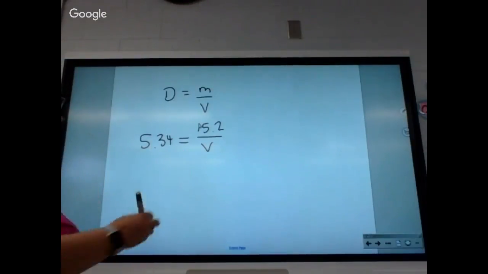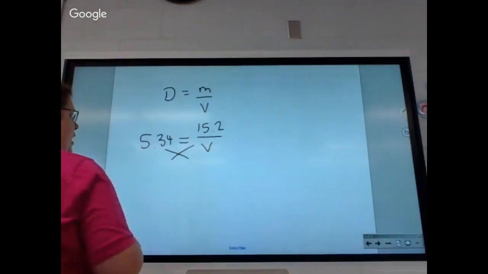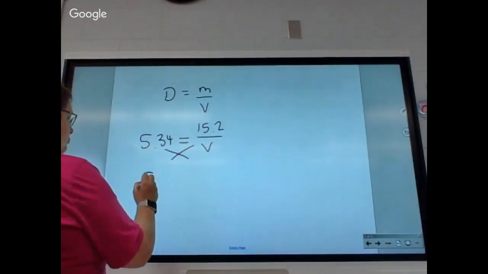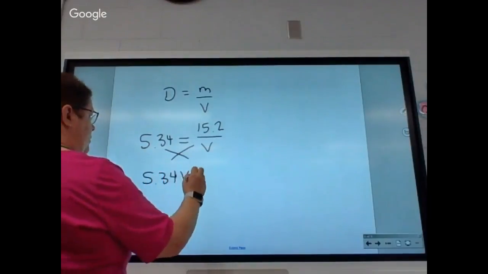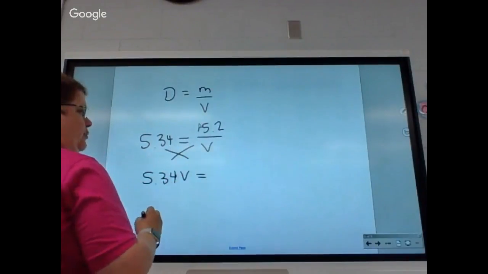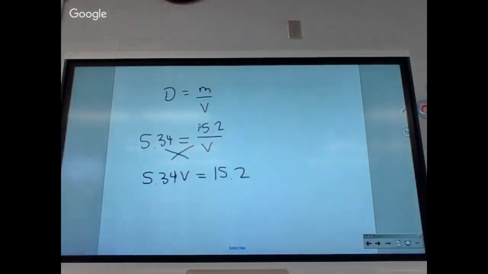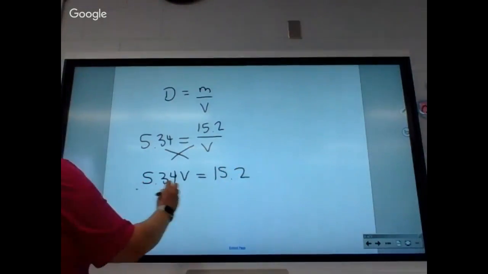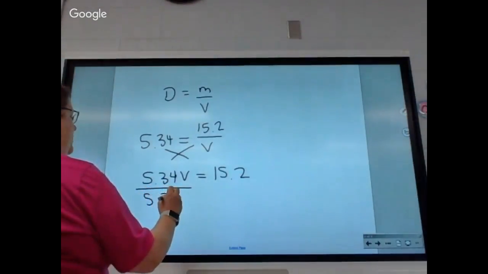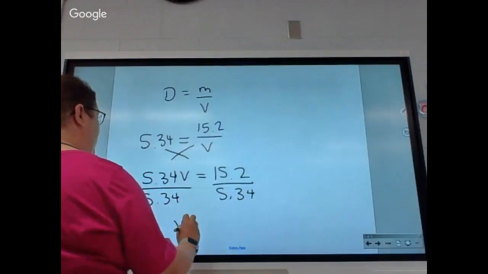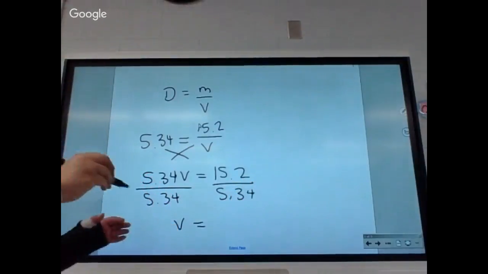Cross multiply. Okay? Cross multiply. So, what's 5.34 times V? Okay. And 1 times 15.2 is what? Now, once you get here, what do we do to get V by itself? See how that volume of people just got louder? And everybody told me what to do? Everybody knows what to do when you write it down.